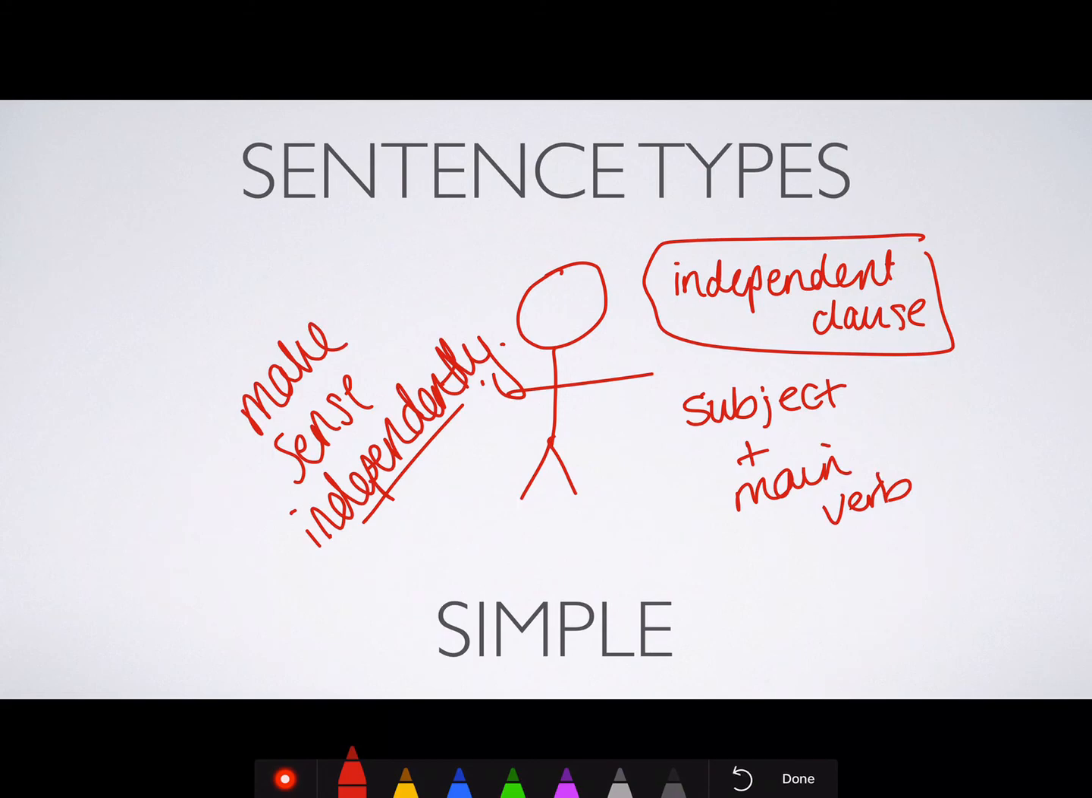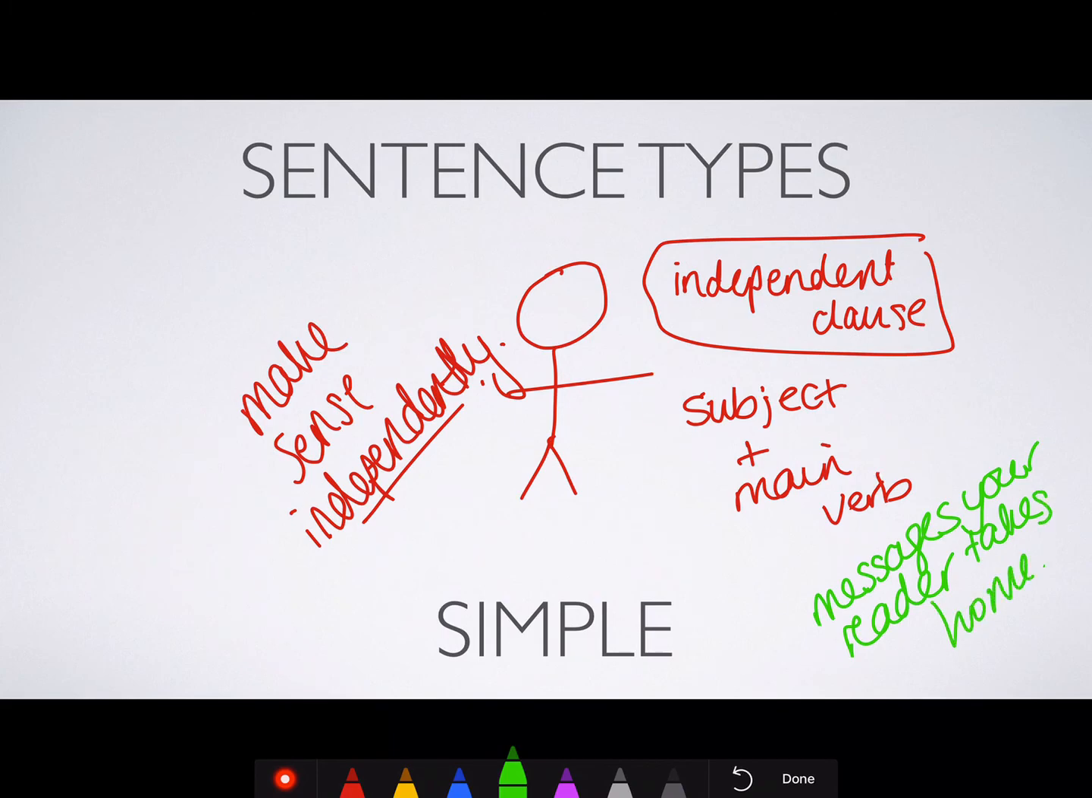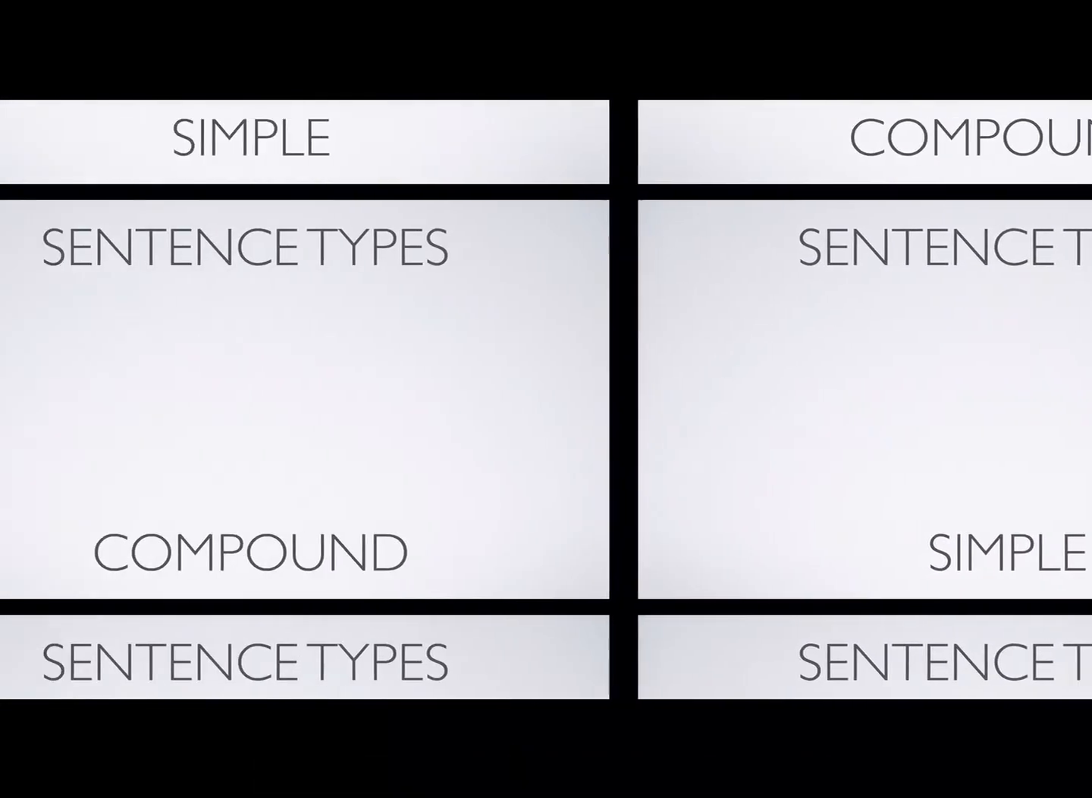A simple sentence is the simplest form of communication when it comes to sentences, and therefore it has the most impact in a well-crafted piece of writing. In terms of the effect of a simple sentence, these are the messages your reader takes home. And when used in conjunction with other sentences, these sentences have some real power and can really hit home a message after you've built up the details using other sentences. Okay, let's move on to the next one.